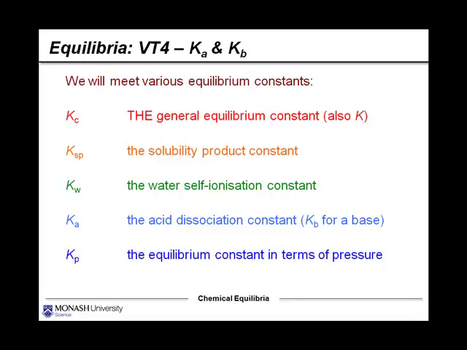Welcome back to another video tutorial on our short library of videos about chemical equilibria. So far we've already talked about the equilibrium constants Kc, Ksp and Kw. In this video tutorial we're going to introduce Ka and Kb and look at how we might be able to use this to determine the pH of a solution.